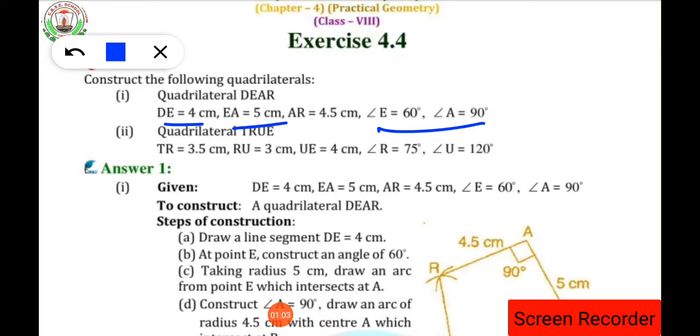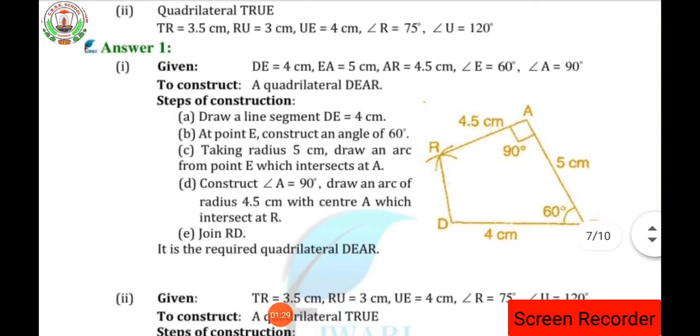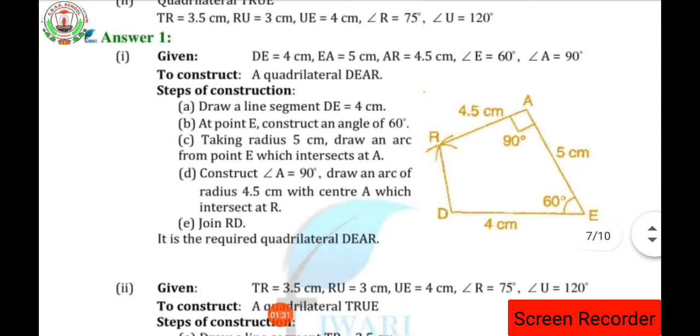After that, the quadrilateral you have to draw is quadrilateral TRUE. So the name of the quadrilateral is TRUE. TR is equal to 3.5 centimeter, RU is equal to 3 centimeter, UE is equal to 4 centimeter, angle R is equal to 75 degree, angle U is equal to 120 degree. You have to draw this. So this one is the question. Have you understood up to here, everyone? Now let's see how to construct.